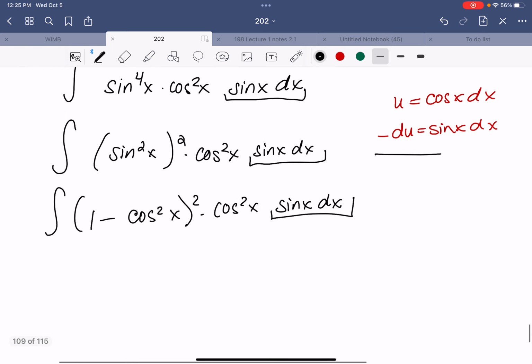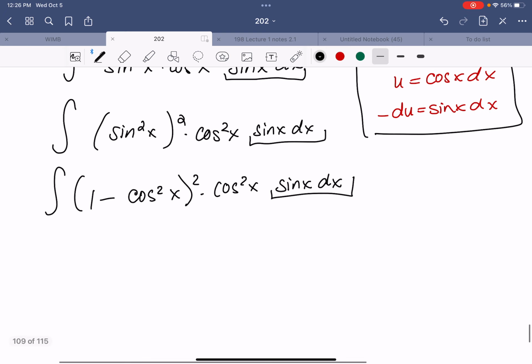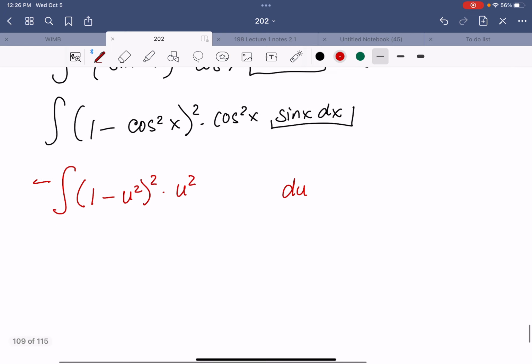Now I'm going to use this u substitution over here that I was trying to use before. So if I let u equals cosine x, that means its derivative is negative sine x, and I move the derivative to over on the other side, okay? So that means my sine x dx is negative du. So I'm going to have a negative integral du. And my cosines all become u. So this is 1 minus u squared squared times u squared.